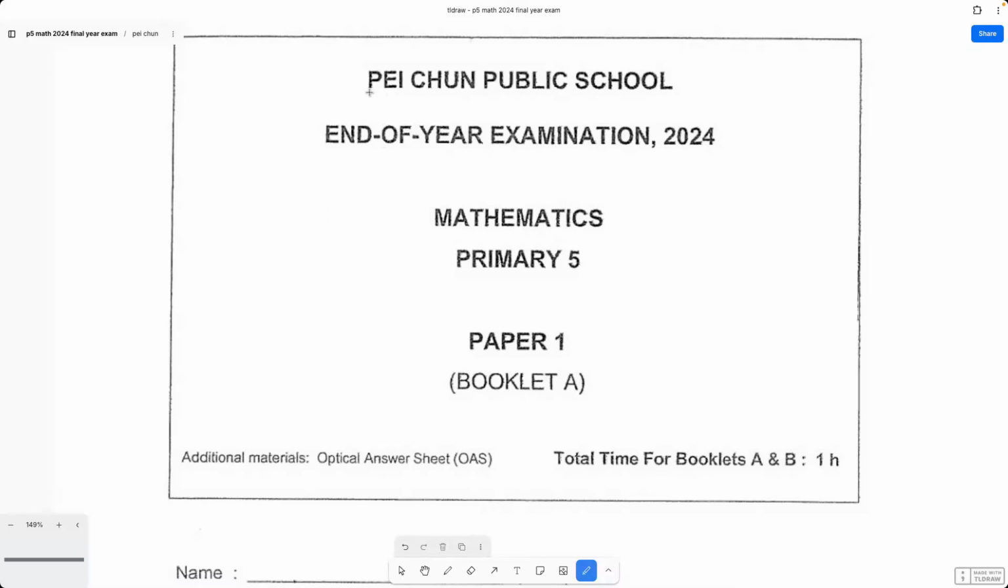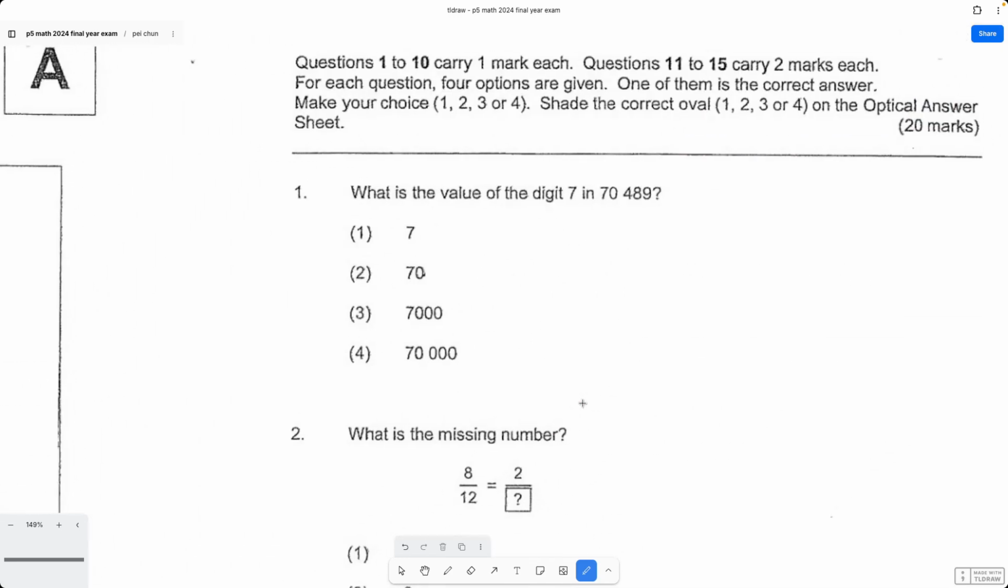In this video, we're going to go through the Chung Public School End of Year Examination 2024, Math, Primary 5, Paper 1, Booklet A. Let's get started on the first question.